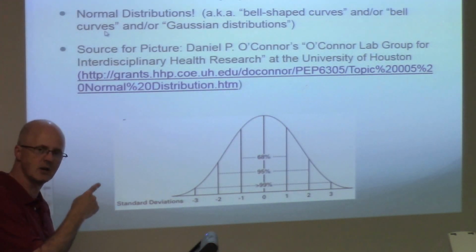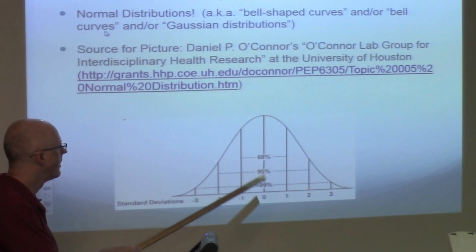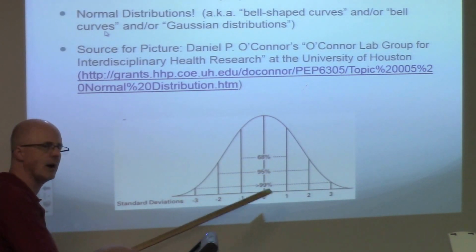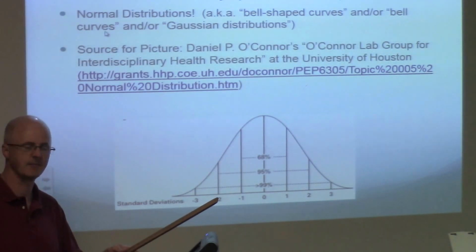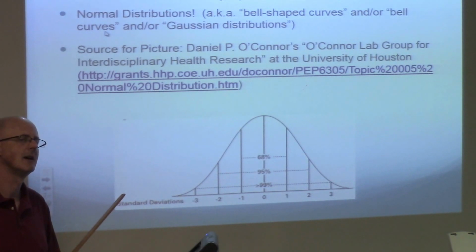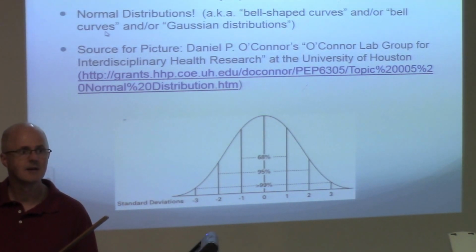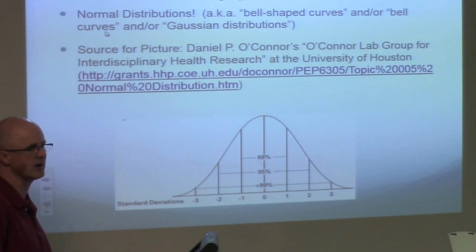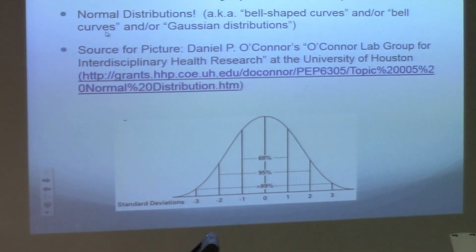Basically, when your data look like this, approximately 68% of the data will be between -1 and 1. In other words, between 1 standard deviation below the mean and 1 standard deviation above the mean. About 95% will be within 2 standard deviations of the mean. That's like that rule of thumb that I erased here. And about 99%, or even a little bit more precisely, 99.7% will be within 3 standard deviations of the mean. This is going to be super important in this class.